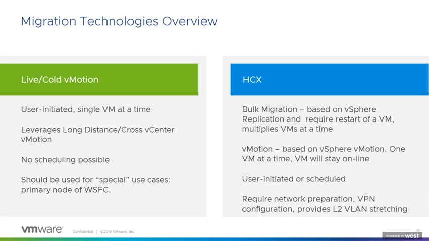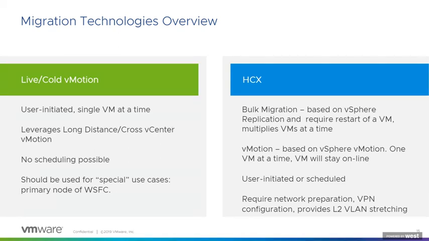A more common way to migrate workload is to leverage Hybrid Cloud Extension, or HCX, which provides you an ability to bulk migrate your workload or schedule your vMotion, which could be user-initiated or scheduled. Implementing HCX requires design effort and preparation, but provides a lot of additional benefits, including L2 VLAN stretching and the ability to schedule your migration.